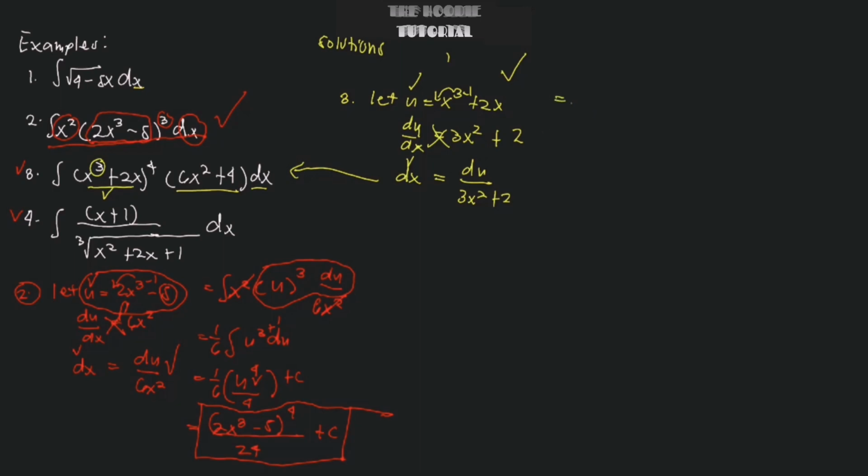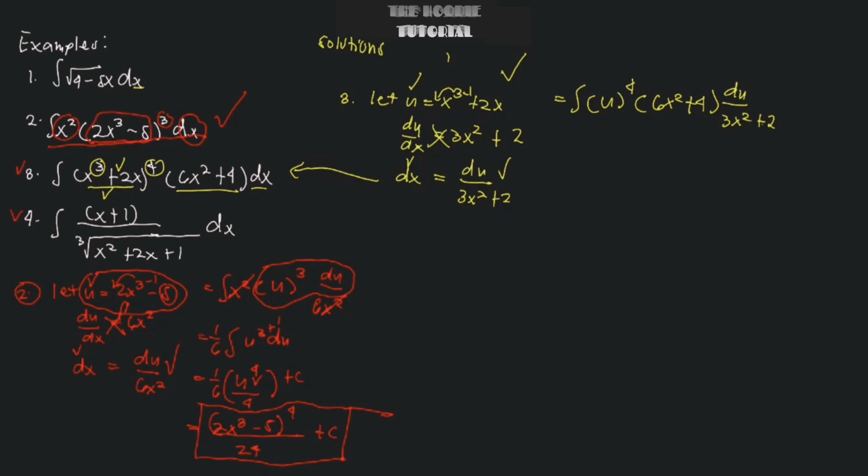Let's substitute this into the original integration form. Let's put an equal sign right here. That would be the integration of, since the first function that we can see is the u value, we just substitute u and then raised to 4. Our degree right here is 4, and then multiplied by the second function, which is 6x squared plus 4, and then our dx is this one. That would be du all over 3x squared plus 2.